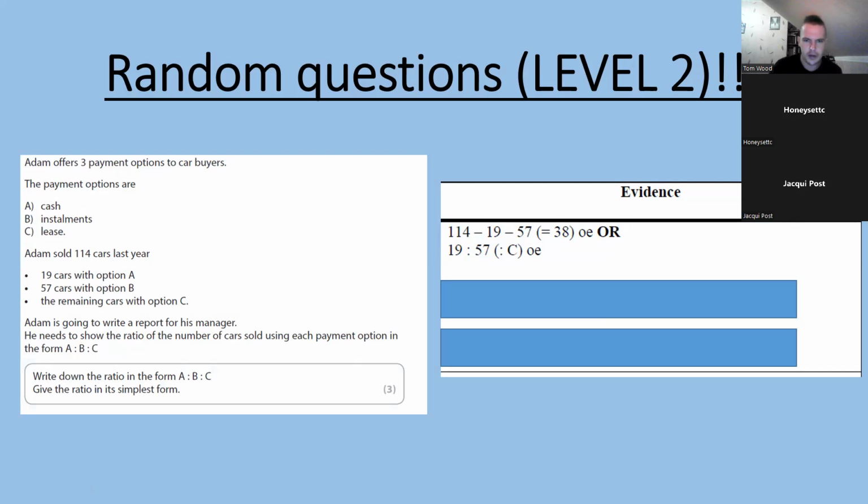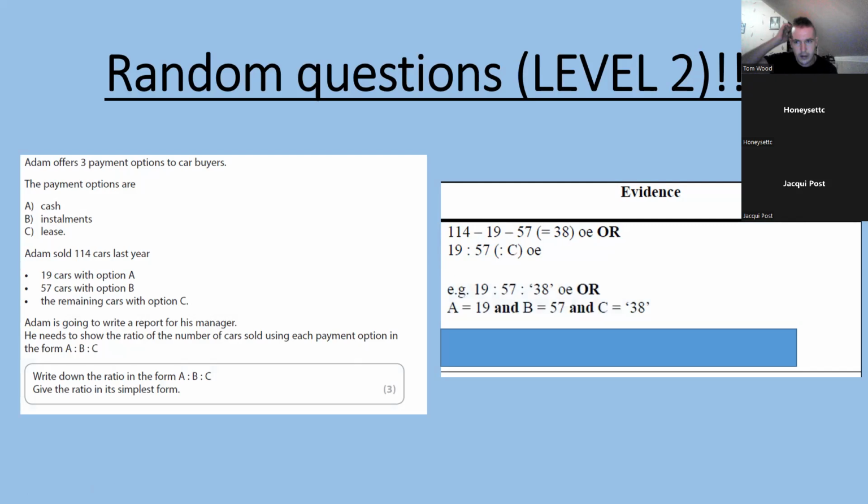So I've now got my ratio then, and I made it 76. Well, if you've got 114 to start with, take away 57 and take away 19. Oh yeah, it's 38. Where did I get 76 from? No idea. It's an interesting one. It happens sometimes.